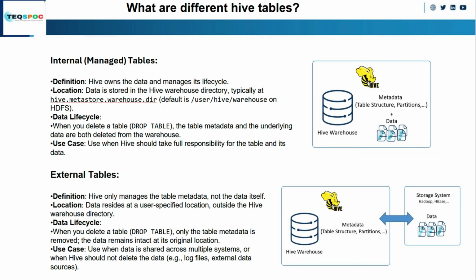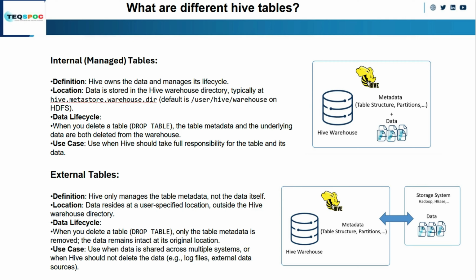Now coming to the external table. In case of an external table, Hive only manages the table metadata and not the data itself, as the data will be residing at a user-specified location outside the Hive warehouse directory. We can simply put the data in any location in HDFS and create a table on top of that. In that case, Hive will only store the metadata or the schema information of that data. We can simply drop the table and still the data will be intact in that same HDFS location. We can create the table again and then the same data will be present to us in the same table.